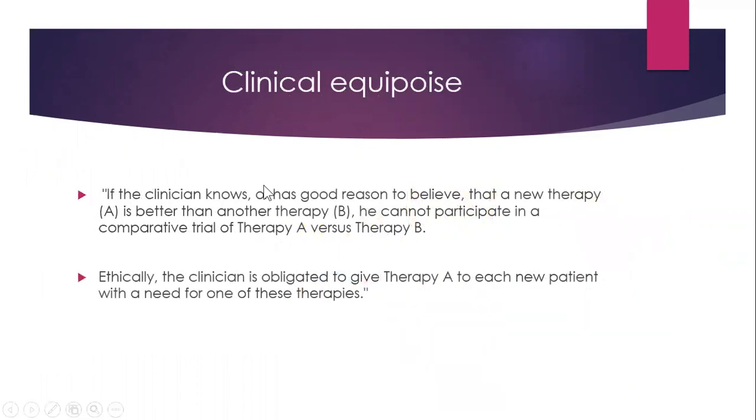So let me give you an example. If the clinician knows or has good reasons to believe that a new therapy, for example therapy A, is better than another therapy, which is therapy B, he cannot participate in a comparative trial of therapy A versus B. Meaning if we know 100% that it's a new drug and this is very important, and you want to compare it with something that is completely irrelevant, you cannot do that. So ethically, the clinician is obliged to give therapy A to each of the patients, because you will not abandon that therapy for all other patients. You don't want to put your patients at risk because of your trial.